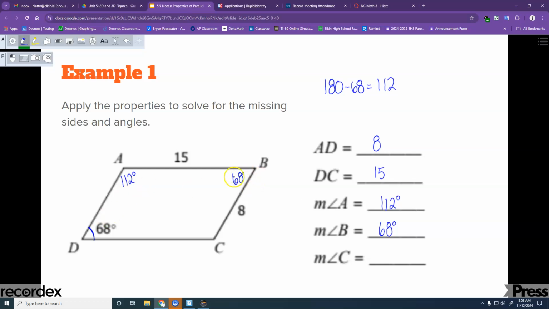Okay. They're congruent, right? It's one of our properties, that third property that we wrote down. Opposite angles are congruent, meaning they're the same. So like D and B were the same. A and C are also opposite angles. They're across from each other, so you're going to get 112 degrees for that one.